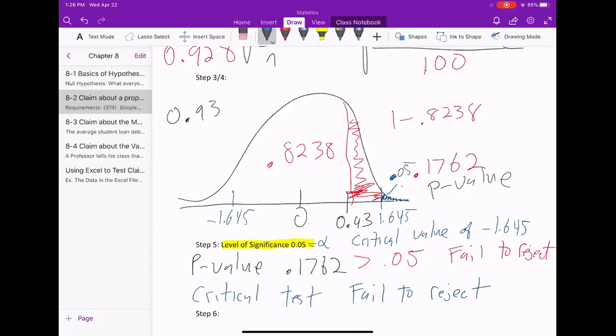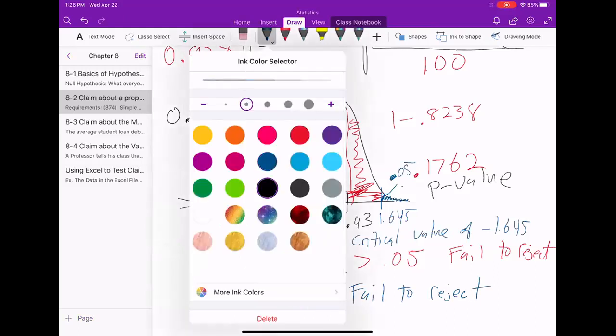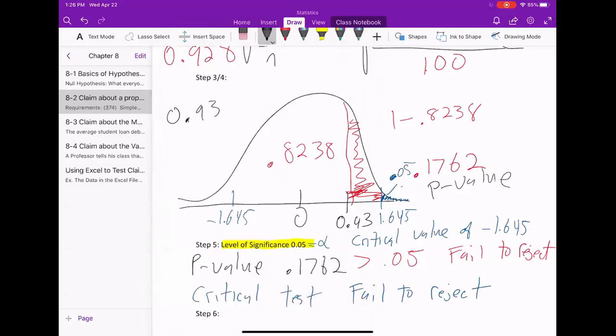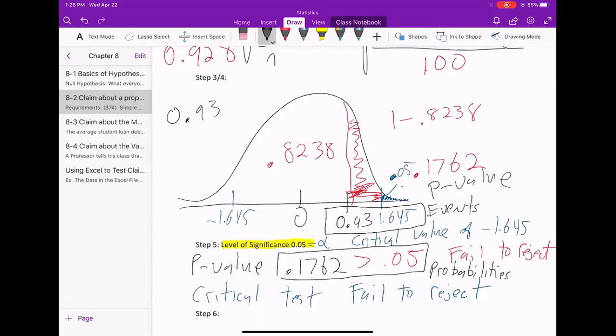Either compare my p-value to my level of significance, or compare my critical value to my test statistic. And that's what's so important about this. We have to be really careful, right? P-value is a probability. Level of significance is a probability. We are comparing probabilities to probabilities. We are comparing apples to apples. A critical value and a test statistic are events. I am comparing events to events. These are both events. That's why I compare those two things. These are both probabilities. That is why I compare these two things. I must compare the correct things.